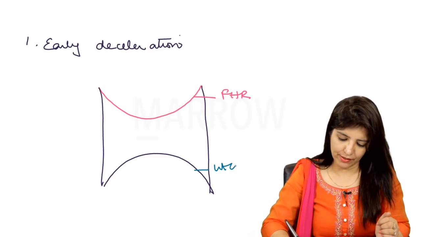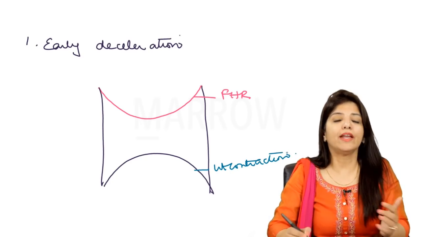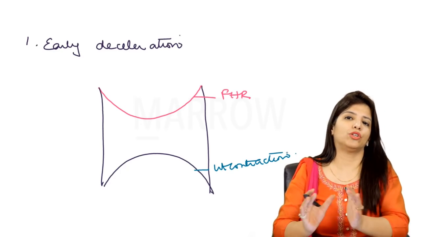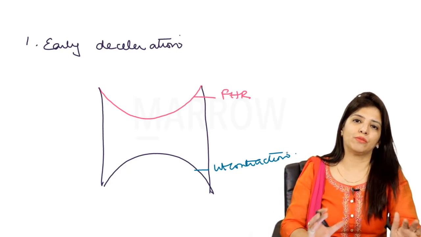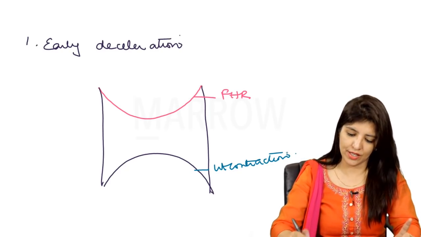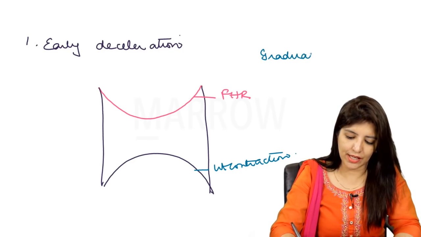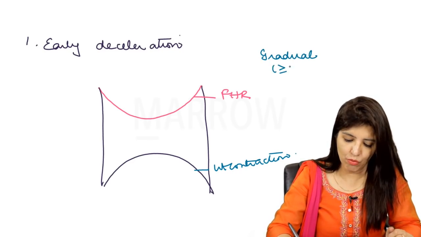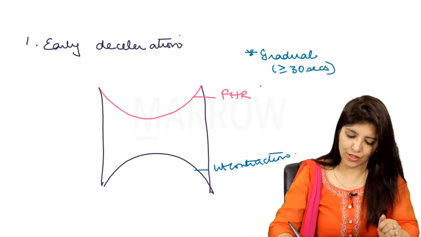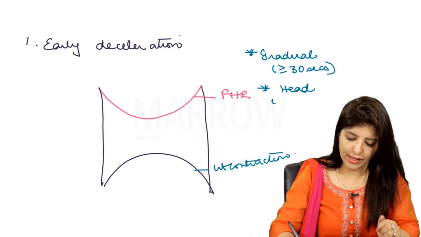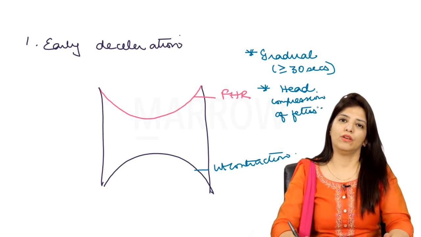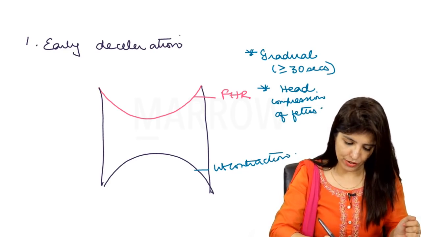So this is the uterine contraction. In other words, the dip in fetal heart rate will coincide with the uterine contractions. That is what is meant by early deceleration. Another very important point about early deceleration is that the decrease is gradual. It takes more than or equal to 30 seconds, right? Early deceleration is seen in case of head compression of the fetus, right? Now, first let me show you early deceleration.